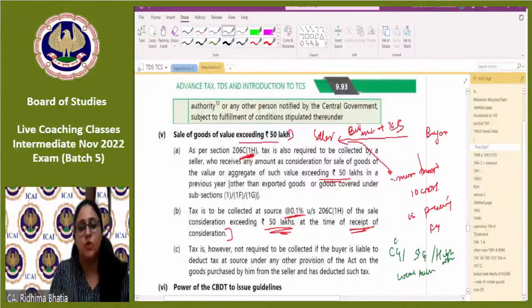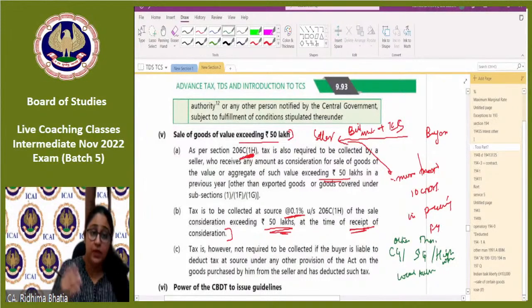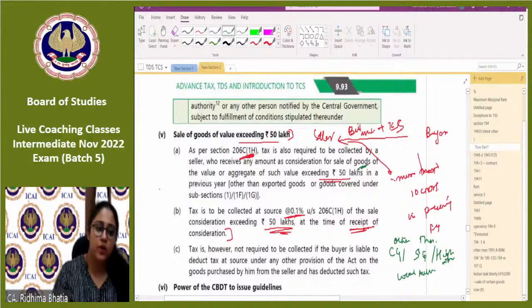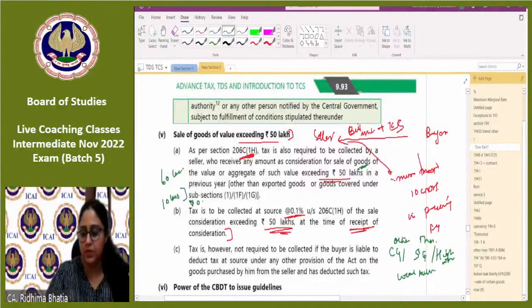So other than this, if there is a sale of goods, not services, of more than 50 lakhs, then the seller will collect 0.1% on the consideration exceeding 50 lakhs. So if a sale of 60 lakhs has happened during the year, on the 10 lakhs they will take 0.1%. Simply 1,000 from you. Extra 1,000 from you.